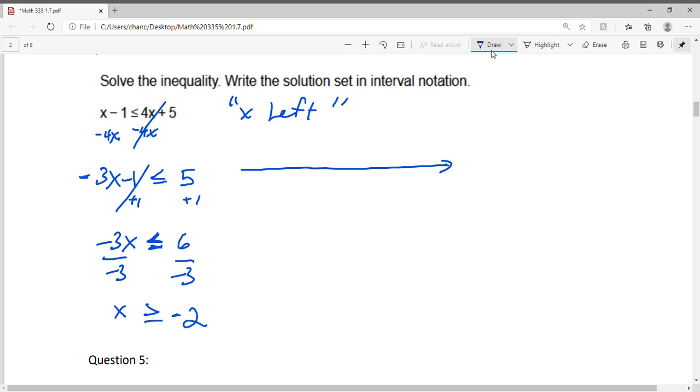Now we can draw our number line. For the -2, it's a closed circle. Since there's an equal sign underneath, it points to the right because we're looking at all the values that are greater than -2. And so this is a square bracket, -2, and it goes to the right forever, and we'll use a parentheses. This is our interval notation.